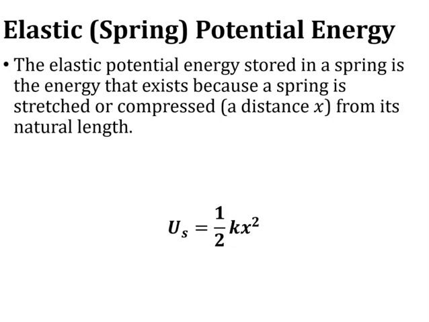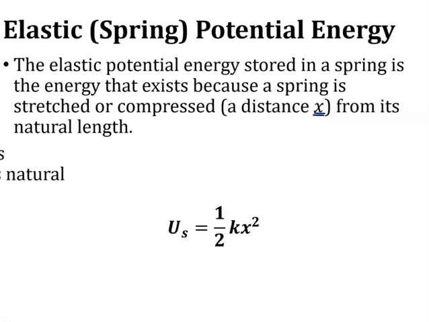So elastic potential energy is stored in a spring. The elastic potential energy stored in a spring is the energy that exists because a spring is stretched or compressed from its natural length. So if you let a spring just sit, it's going to go to its natural length. And at that point, it doesn't take any force to do anything to it. As soon as I apply a force to compress it, that distance I've compressed it from its equilibrium is going to be our distance x, the compressed distance.